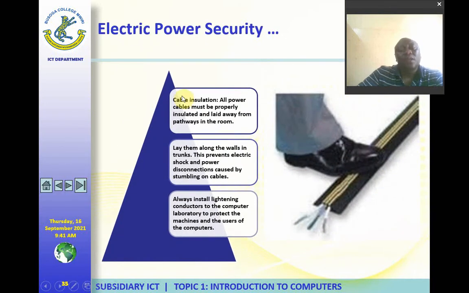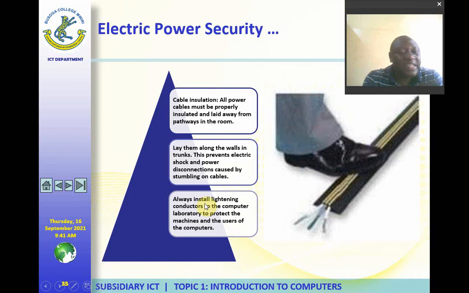Then I was also talking about cable insulation. All power cables must be properly insulated and laid away from the pathways. You can see this example when you don't lay them well. They should be laid in trunks along the wall. This prevents electric shock, that is one, and also power disconnections, which may be caused by stumbling on the cables.